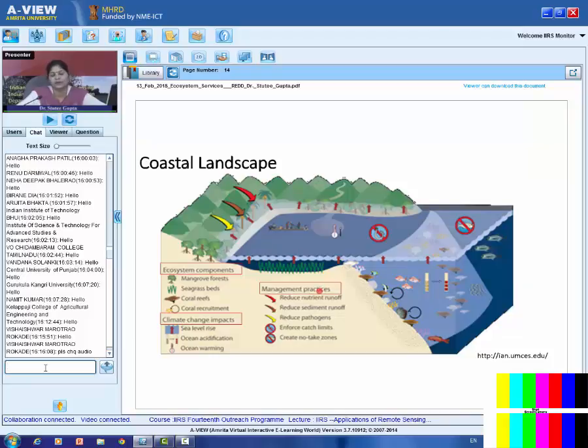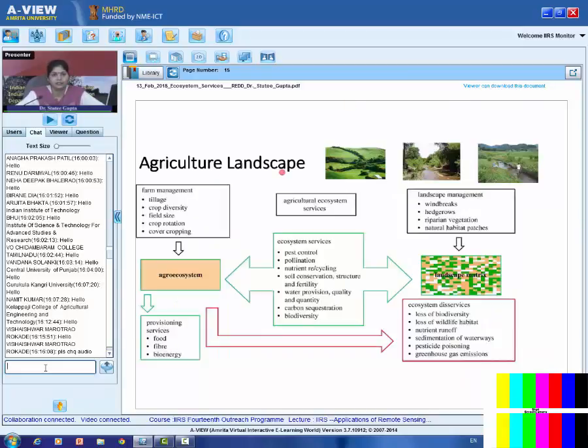And if these management practices are not followed, the climate change impacts will be evident, such as sea level rise, ocean acidification, and ocean warming. So one example we touched upon was the mountain ecosystem, and now the coastal landscapes. So how the ecosystems are related and how the management practices help has an impact on the entire processes. There is one more example, the agriculture landscape.